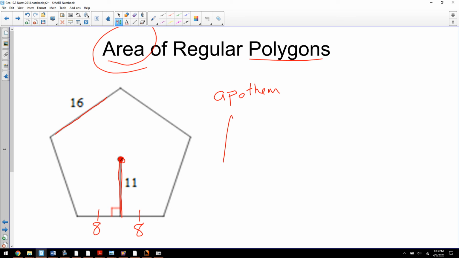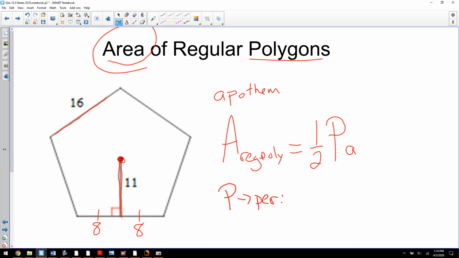And it looks like this. The area of the regular polygon is always equal to 1/2 the perimeter times the apothem, where P stands for perimeter, and A is the apothem.